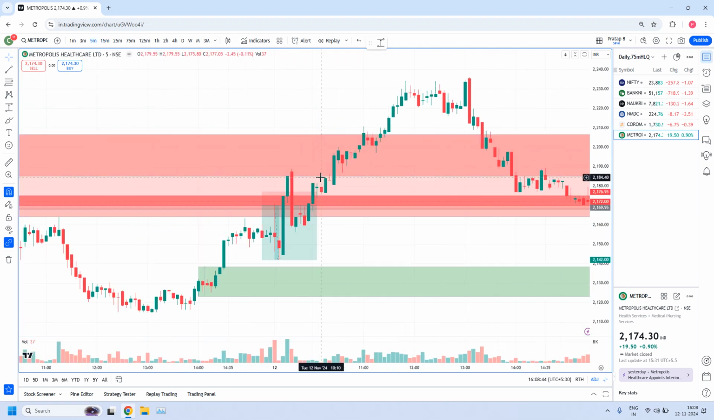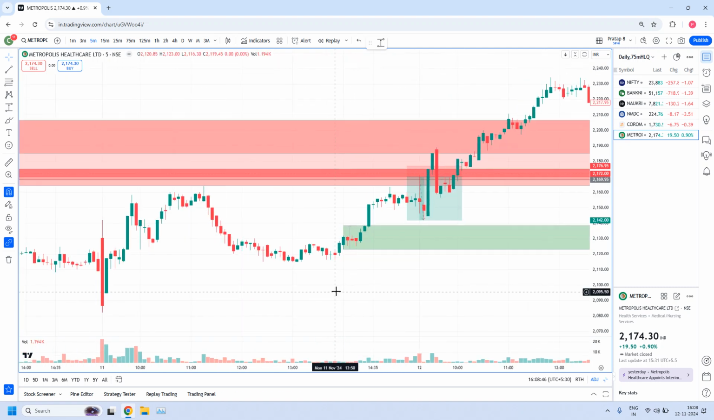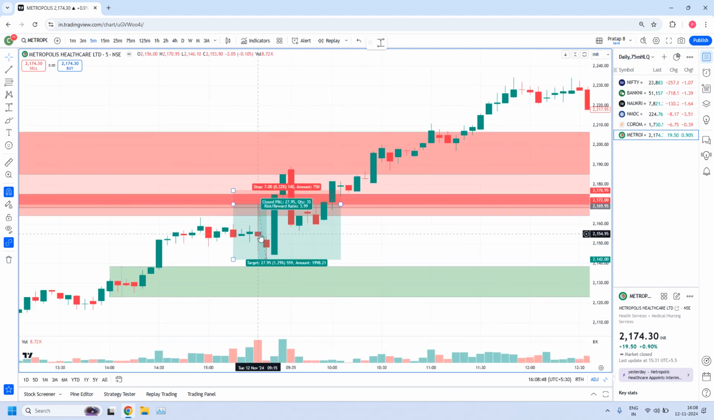Let me go to the 5 minutes time frame, you get better clarity. See here, in this candle. This is the 9:15 candle, but we got the trade in two candles. 9:15, 9:16, both the candles we got. So this is a perfect trade, no doubt in that.